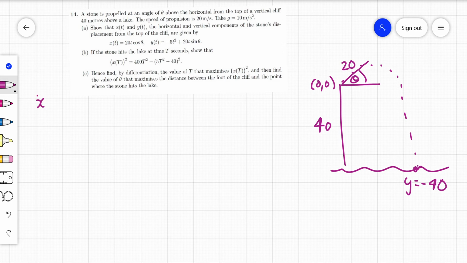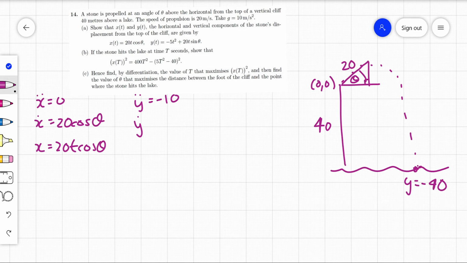We've got x double dot being 0, so x dot, the horizontal velocity, is 20 cos theta, because here we've got 90 degrees, so 20 cos theta. So x would be 20t cos theta. All right, what about y double dot? So we've got minus gravity, which they've told us is 10.